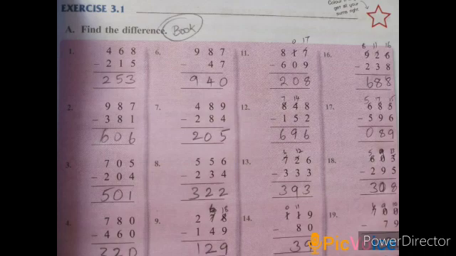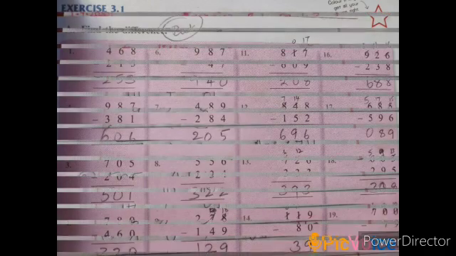578 minus 75. 8 minus 5, 3. 7 minus 7, 0. Then 5 minus, no number in the hundreds place, you write it as it is, 5. So similarly, you can do the remaining sums also in the book.